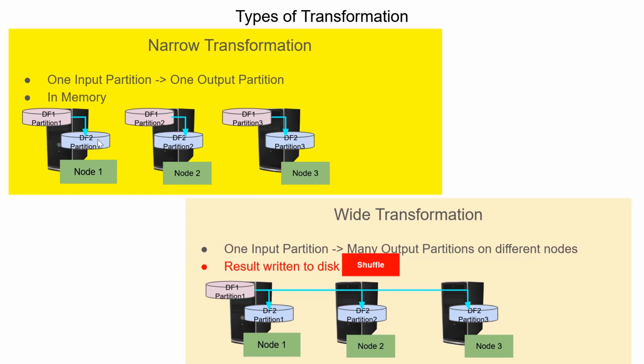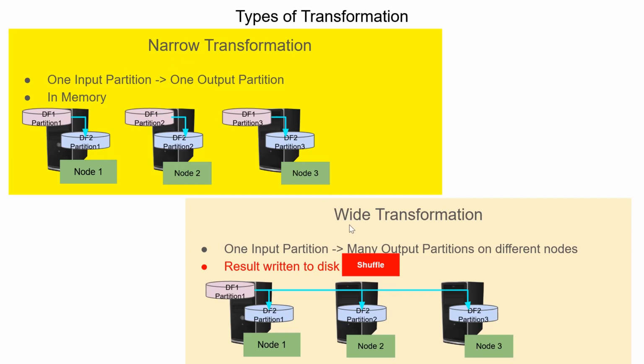One input partition will create one output partition within the same node, and all this is happening in memory, because this data frame is in memory. The transformation happens and the second data frame also goes to the memory. So all this processing is happening within the same node and within the memory. So this kind of transformation, the narrow transformation, is a fast activity.